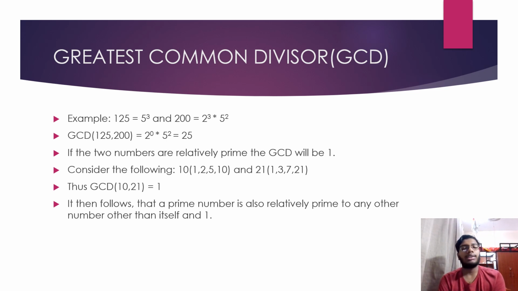If the numbers are relatively prime, the GCD will be 1. So considering the following example, that is 10 and 21, the GCD of 10 and 21 is 1. It follows that a prime number is also relatively prime to any other number other than itself.